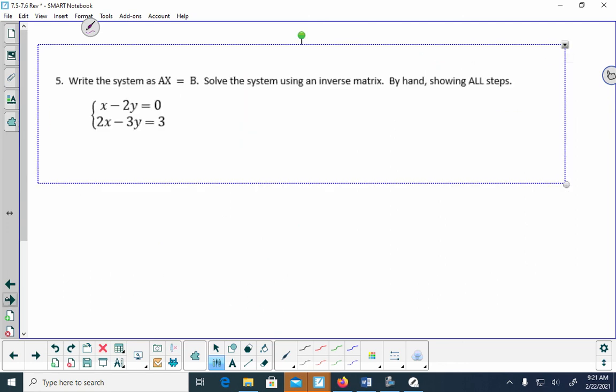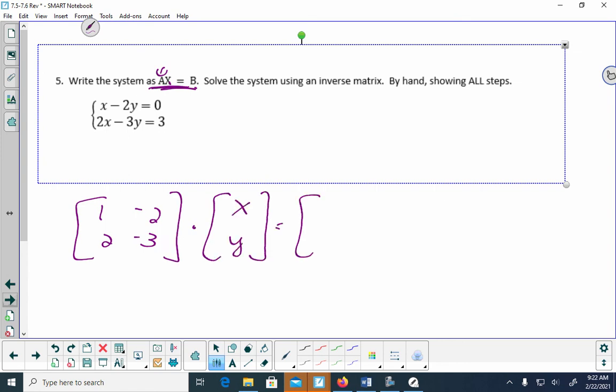And then the last one, it wants you to write the system as the coefficients times the variable is equal to the answers. And that's what this is saying. Coefficients times the variables is equal to the answers. So my coefficients are 1, negative 2, 2, negative 3, times my x and my y is equal to my answer 0, 3. So that's the first part. It says solve the system using an inverse matrix by hand, showing all steps.